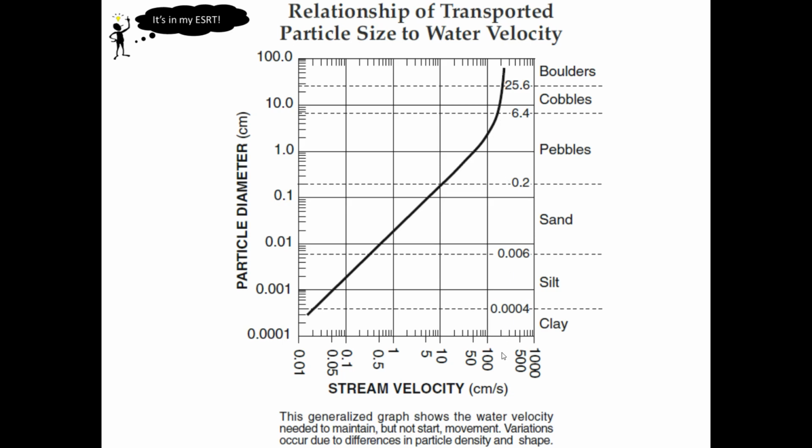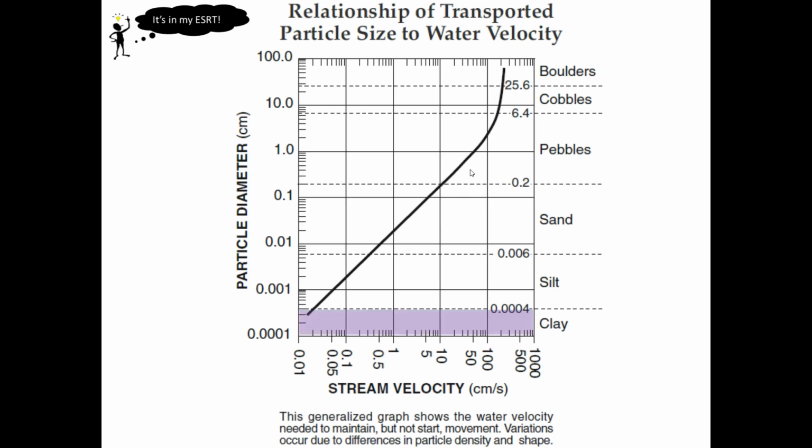Let's say that the stream is going 100 centimeters per second. So follow this on up 100 centimeters. That means that stream, hitting the line right there, can carry pebbles, and it can carry sand and silt and clay, anything less than it as well. Okay? In order to carry boulders, it would have to be going faster than that. So that's kind of the idea with this graph, and we'll talk about this more in the classroom.